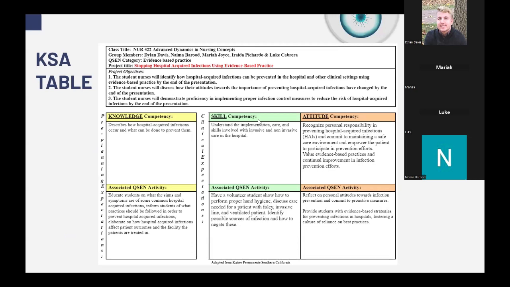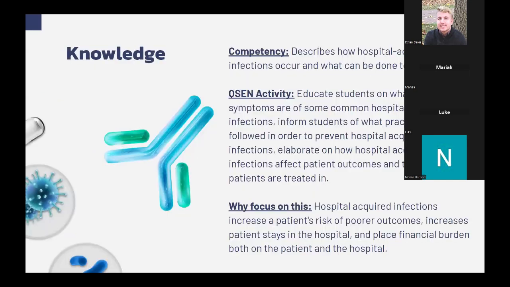All right, so this is our KSA table, and this is what we'll be basing the rest of our presentation on. So we're going to start with the knowledge. The competency states that you will describe how hospital-acquired infections occur and what can be done to prevent them. For the activity, we will educate you on what the signs and symptoms are of some common hospital-acquired infections, and inform you of what practices should be followed in order to prevent them. And we chose this because hospital-acquired infections increase the risk of poor outcomes, increase patient stays in hospitals, and place financial burden on both the patient and the hospital.